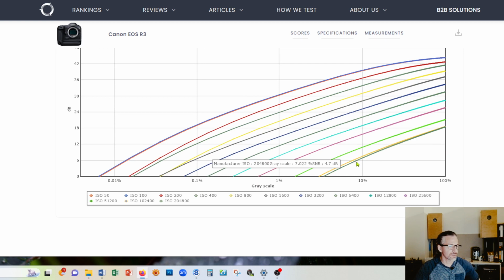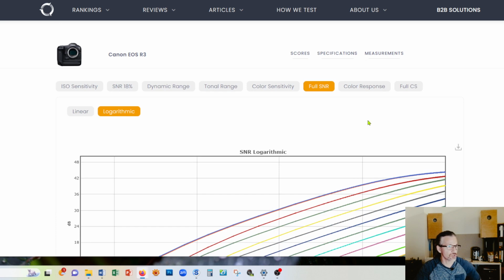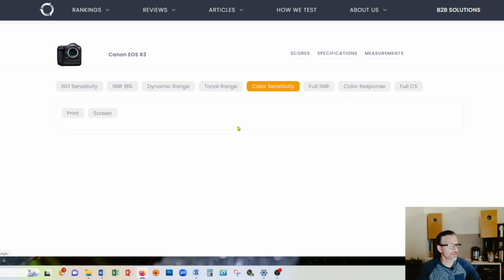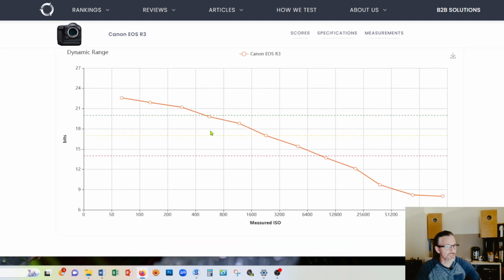Well, you see that it's really compromised compared to the high ISO value, but actually I'm not showing you the right color sensitivity. We were looking at the color sensitivity figures. So, okay. The color sensitivity crosses the red line at ISO 12800.